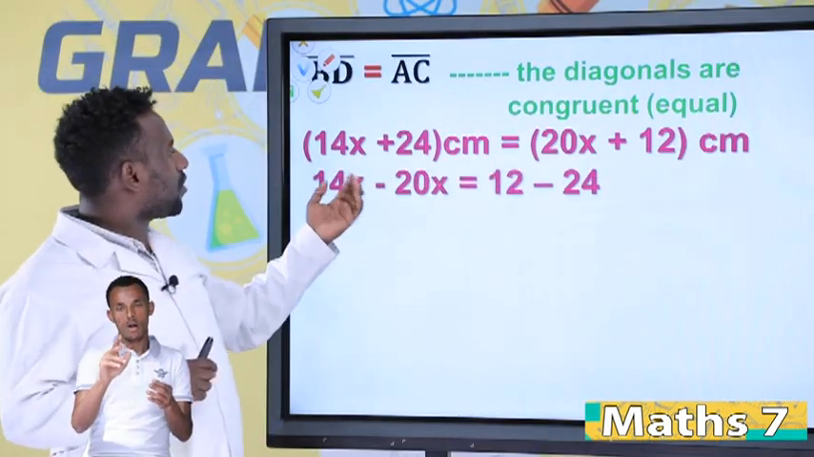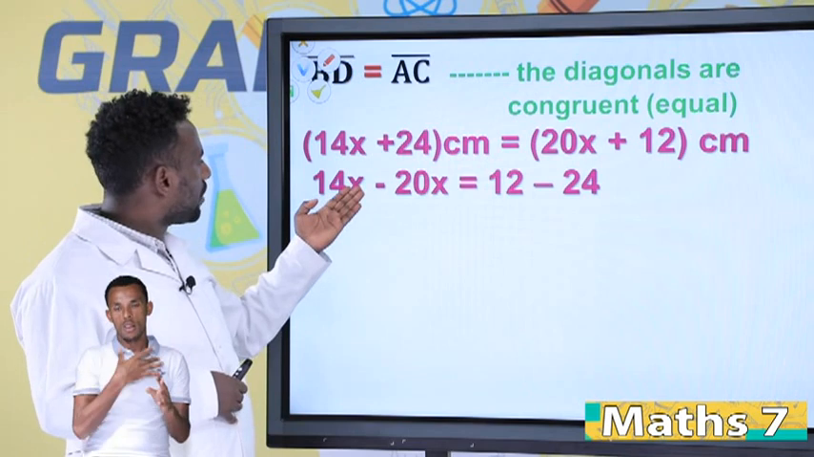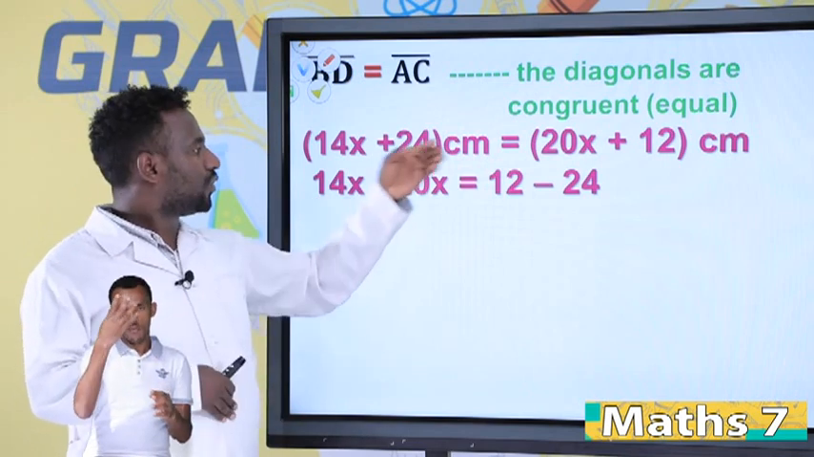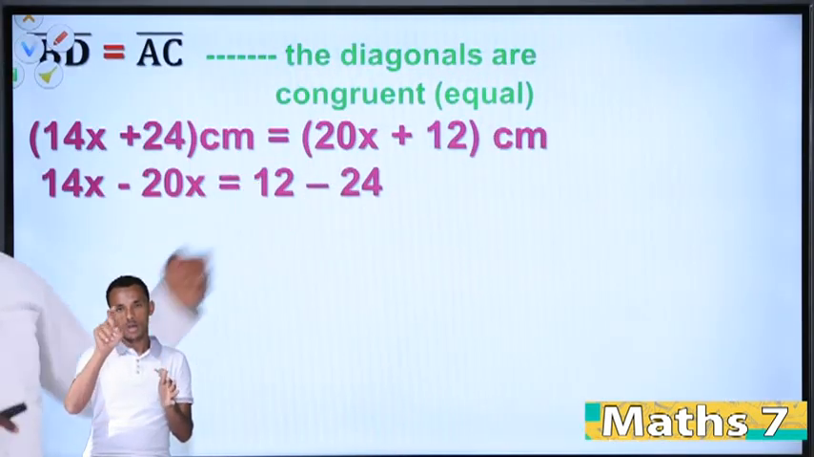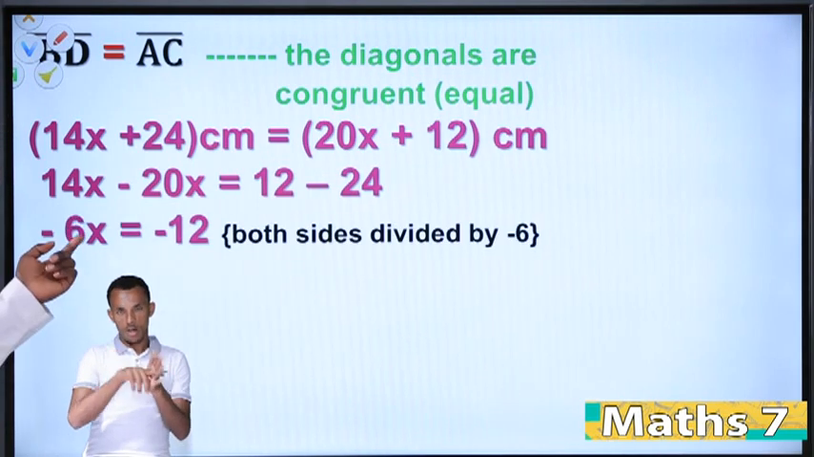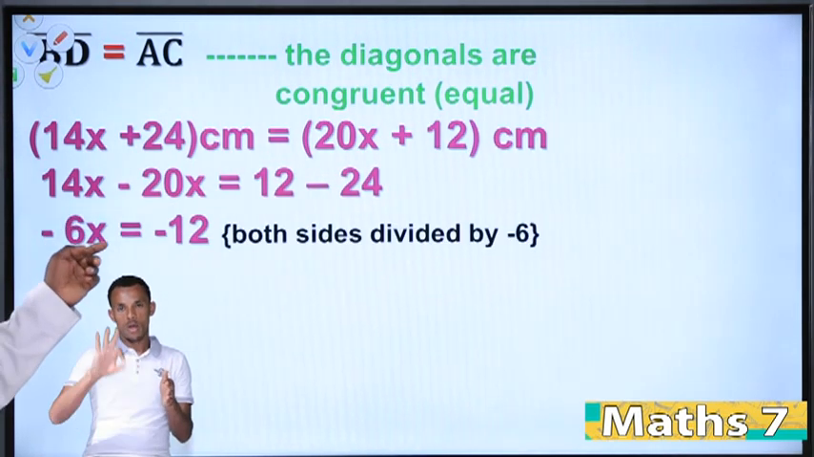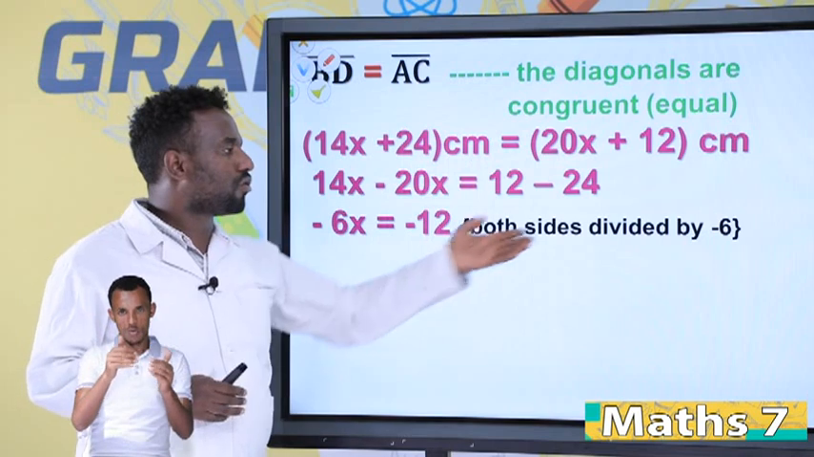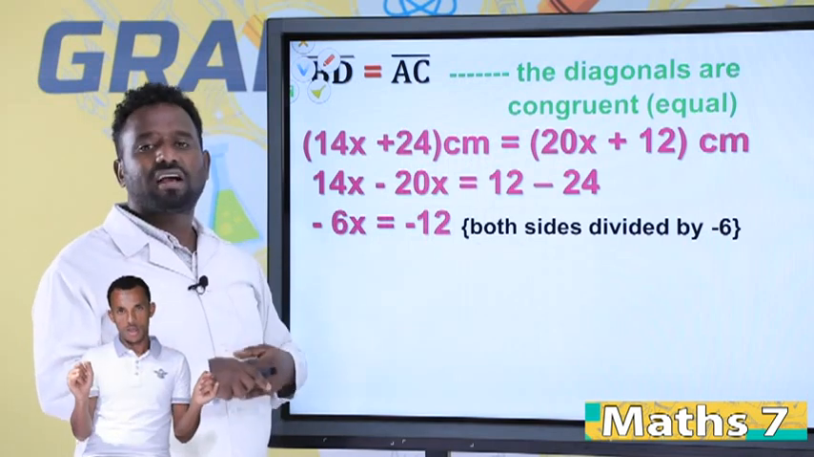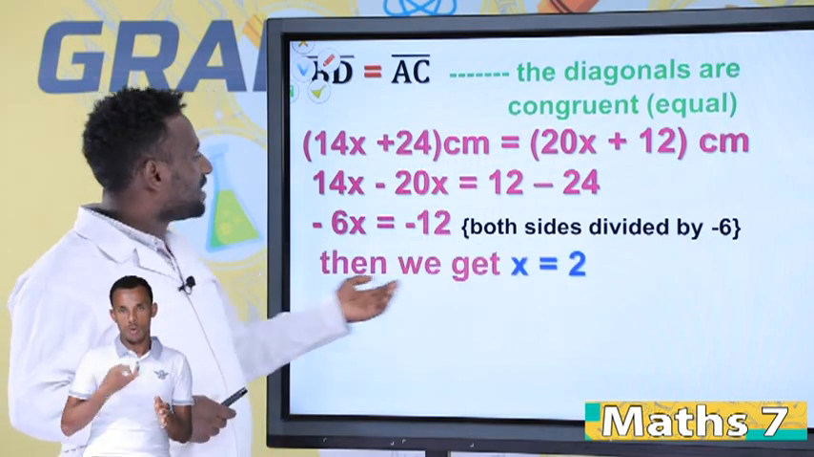So rearrange and collect the like terms. 14x minus 20x equals 12 minus 24. So we get minus 6x is equal to minus 12. Both sides divided by negative 6, we get finally x is equal to 2.